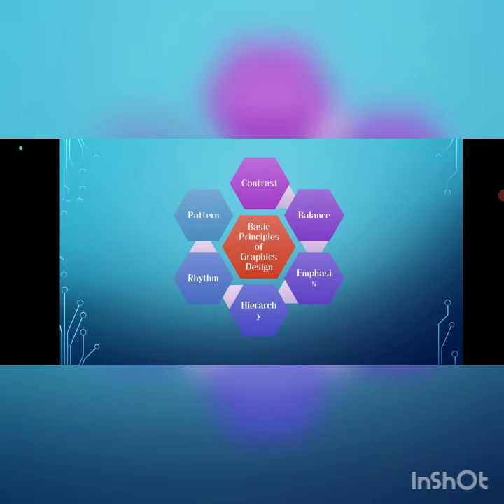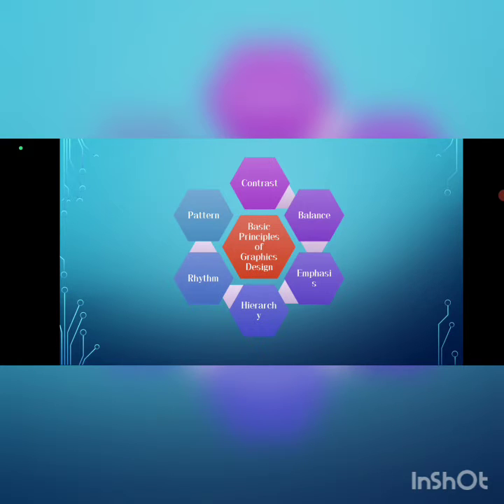Basic principles of graphics design. There are 6 principles of graphics design. Number 1, contrast. Contrast refers to how different elements are in a design, particularly adjacent elements. These differences make various elements stand out. Contrast is also a very important aspect of creating accessible design.